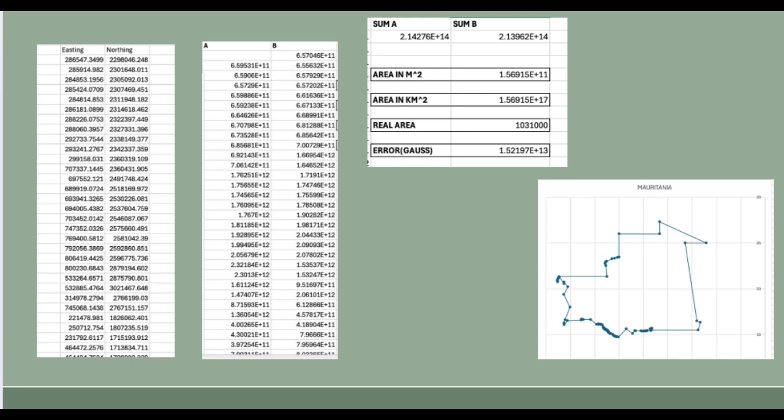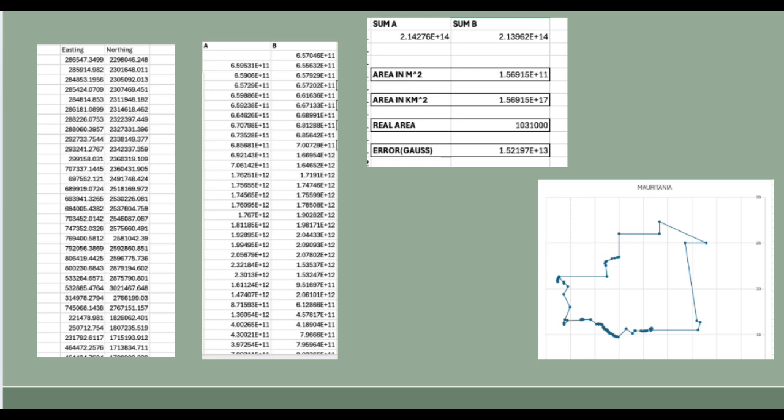To convert this area into square kilometers, we simply divide the area in square meters by 1 million, since a square kilometer is equal to 1 million square meters. Next, we compare the calculated area with the actual area of the country, which was found using a source on the internet. This allows us to calculate the margin of error using the following formula. Subtract the real area from the calculated area, then divide by the real area and multiply by 100. The result gives the error expressed as a percentage.